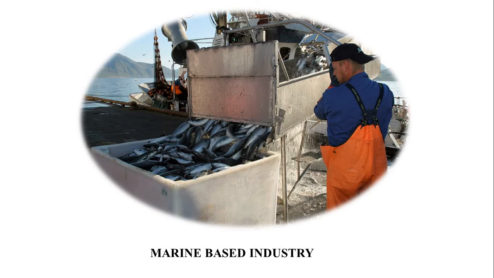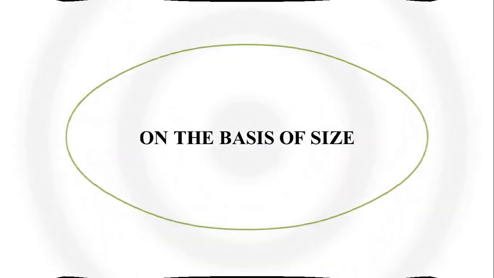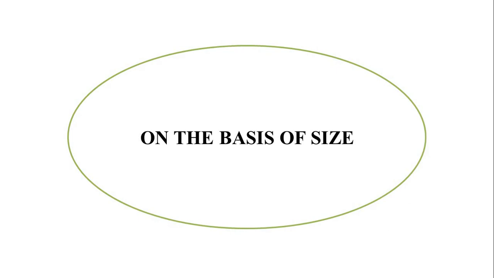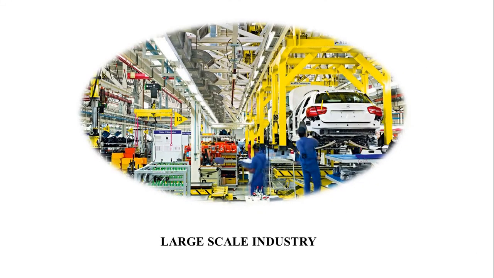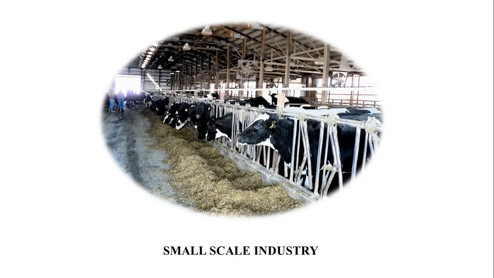Now let us classify industries on the basis of their size. Industries may also be classified on the basis of their size. First comes large-scale industries. Some units are quite large in terms of the number of employees and the capital invested. They are called large-scale industries. Iron and steel, shipbuilding, rail coach building, aircraft building, etc. belong to this category.